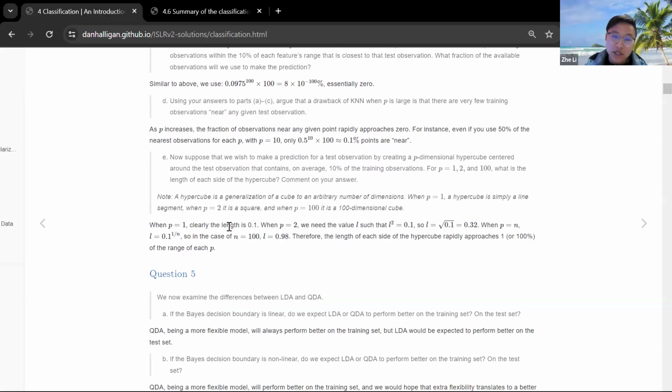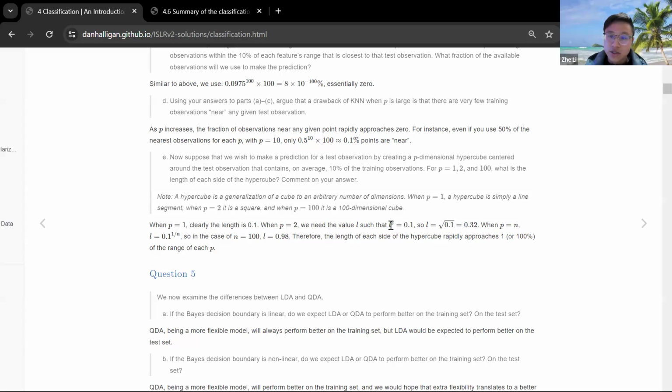So when p is 1, clearly the length is just 0.1, because there's no reduction from the curse of dimensionality. But if we increase p to 2, then the square of the length has to equal 0.1. That is the area we want to capture.